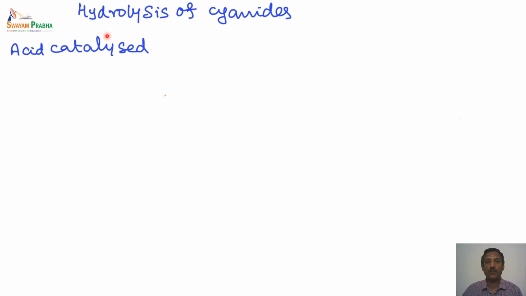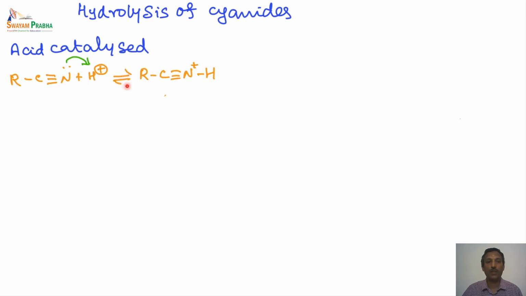Let us look at the mechanism of this hydrolysis of cyanides. First we will look at the acid catalyzed reaction. In the acid catalyzed reaction, we already know there are H plus ions present in the system. The nitrogen is nucleophilic or basic in nature. It has a lone pair of electrons. Whenever we have an electron rich species and an electron deficient species, the electrons move from the electron rich species to the electron deficient species. So the nitrogen gives its lone pair to the hydrogen and they form a bond.